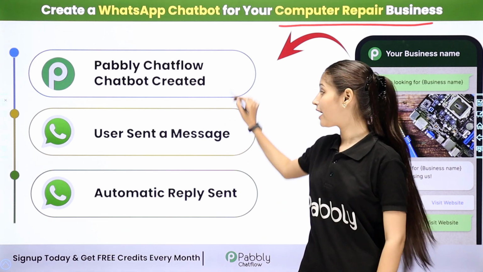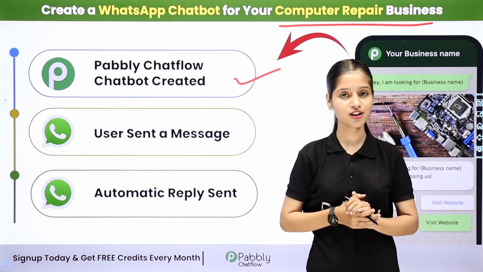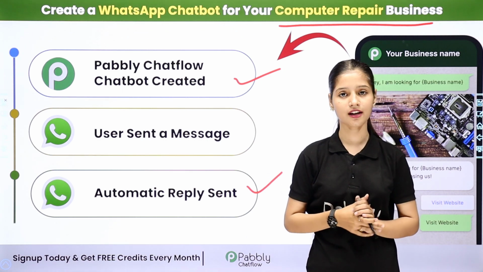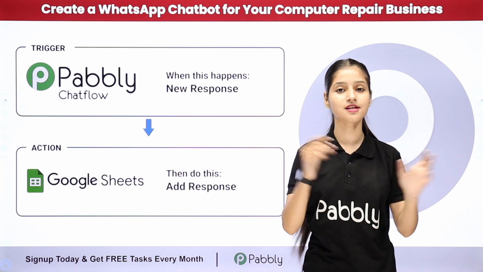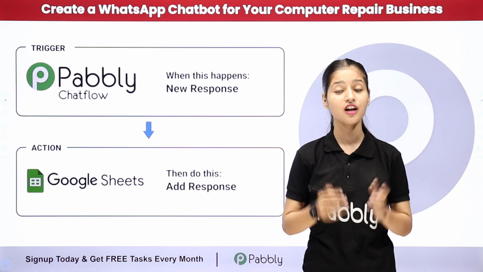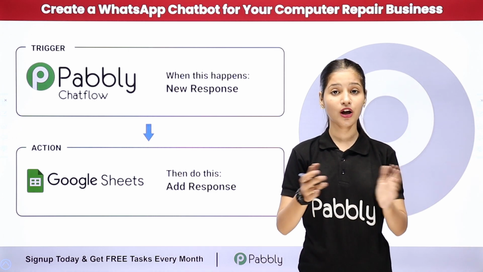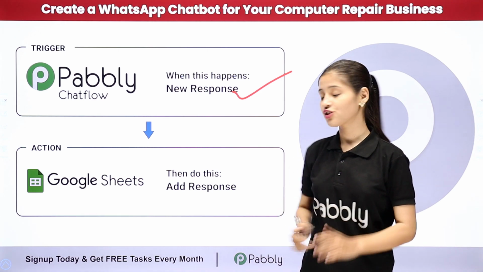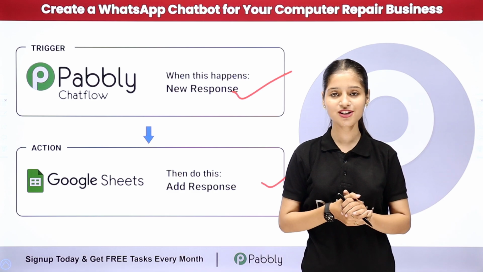We will create it with the help of Pabbly Chatflow, so that whenever your customers send a message to your WhatsApp business account, your bot will respond to them automatically. In this video, I'll also teach you how you can store your customer data in your Google Sheet. It is only possible with the help of Pabbly Connect automation, where we can take the trigger application as Pabbly Chatflow and the action application as Google Sheet. To get more details about this, let me take you to my screen.